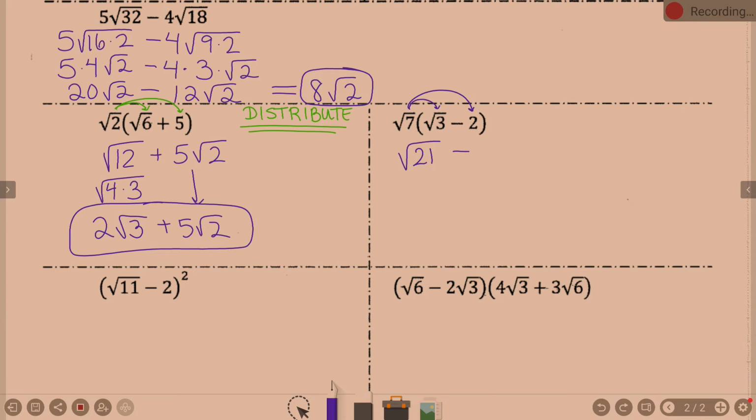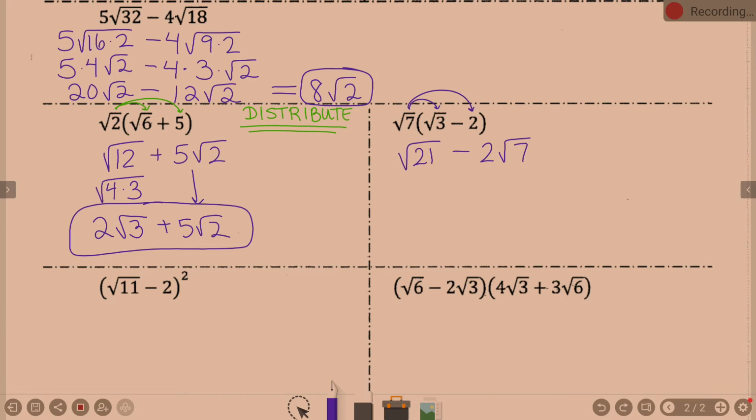Minus square root of 7 times 2. Oh, yeah, 2 is not under a square root. 7 is, so we just keep it as is, stick them together, so to speak. Okay. Can I subtract them as is? No. Nope, because I got square root of 21 and square root of 7.